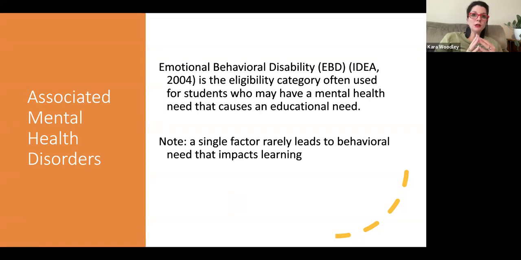So when we are looking at a student's behavior, we need to also understand if there are any associated mental health disorders that may need support in the classroom.